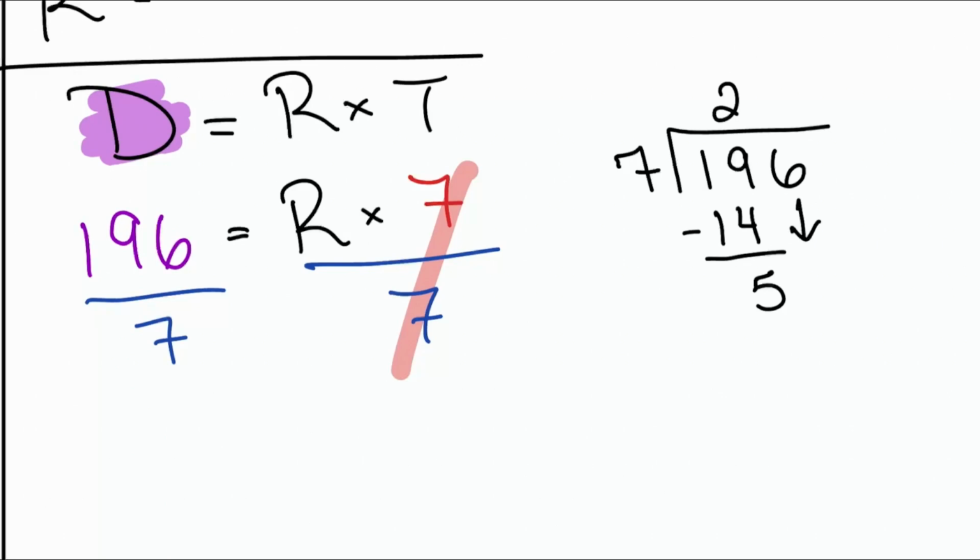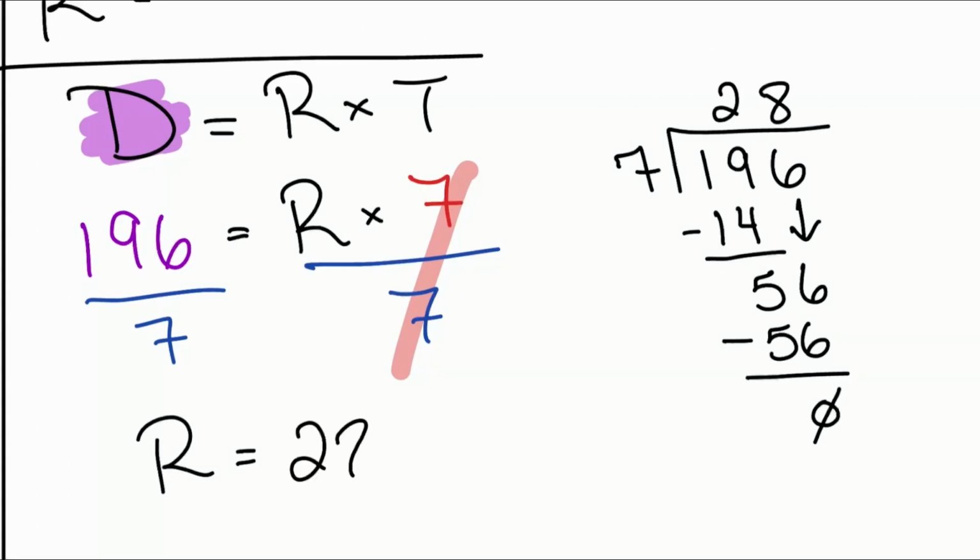Drop that 6, and we ask ourselves how many times does 7 go into 56? And that'll be 8 times. 7 times 8 is 56, so we place our 8 right there. That's a clean division, and we are good. And so there we are. The answer here would be the rate is 28.